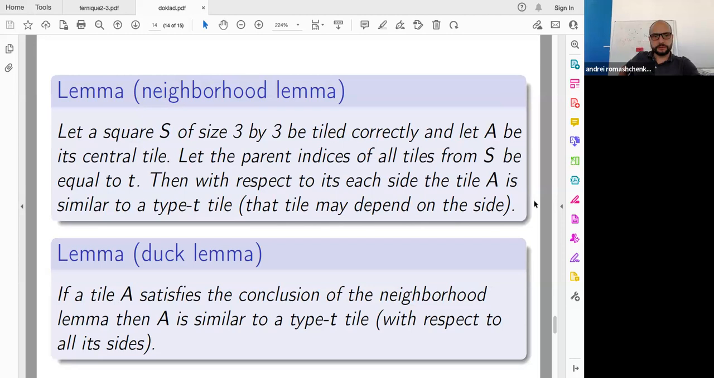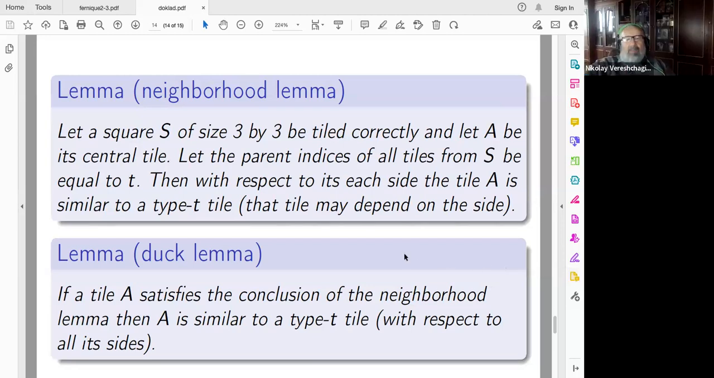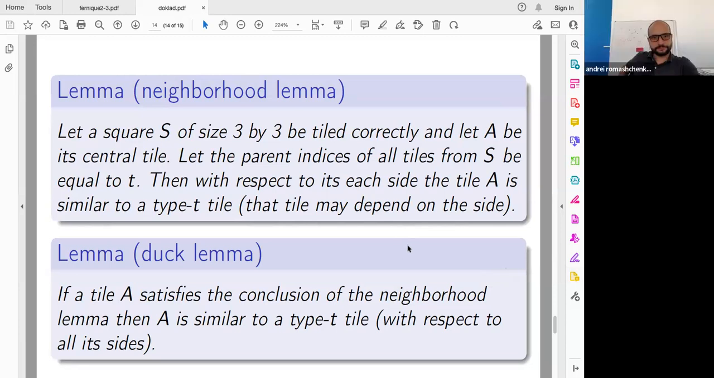Can you explain the name of the second lemma? The name comes from the proverb: if you squeak like a duck, if you walk like a duck, if you fly like a duck, then you are possibly a duck. Okay. Makes sense.